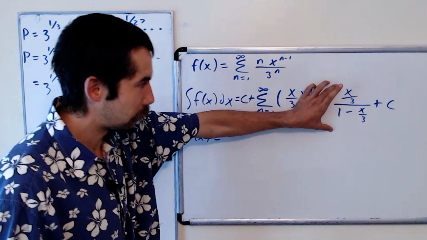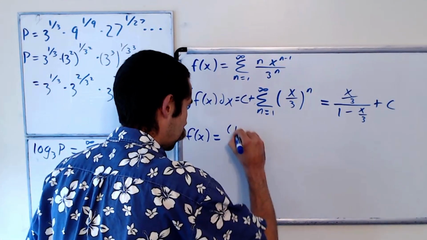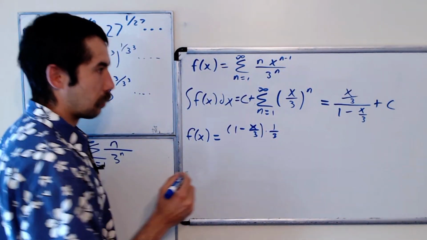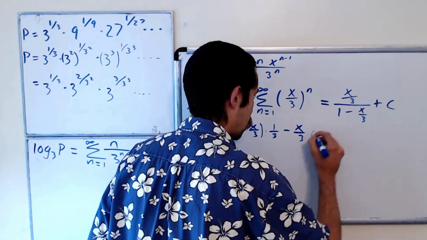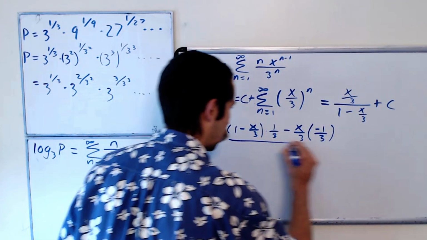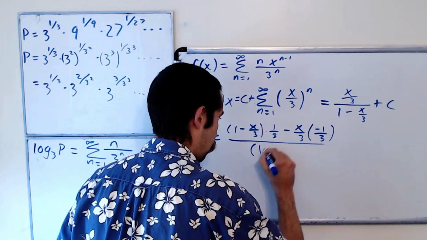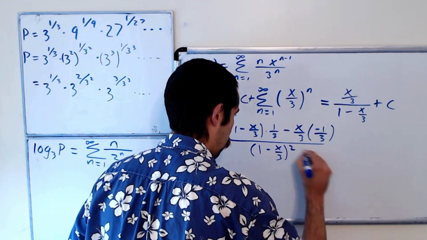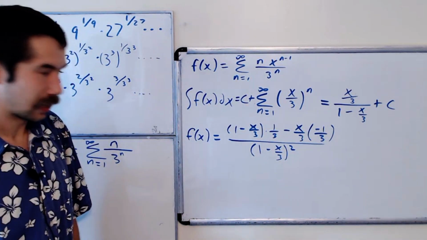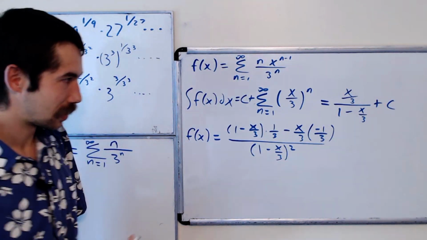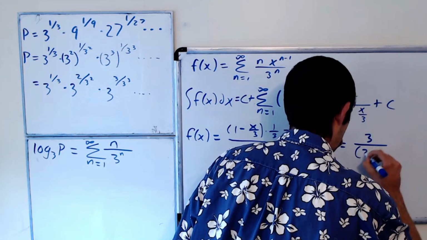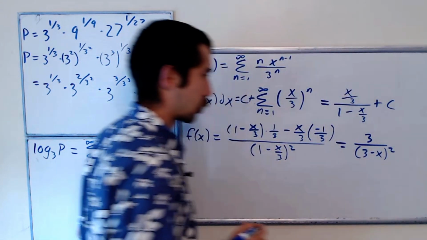So f is equal to the derivative of this function, which is the bottom times the derivative of the top minus the top times the derivative of the bottom all over the bottom squared. Okay, and we could simplify this, and then we're going to just plug in x equals 1, and that's going to give us our answer. So this simplifies to 3 over 3 minus x squared.